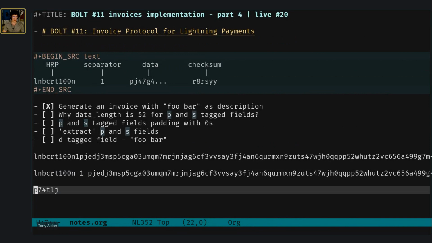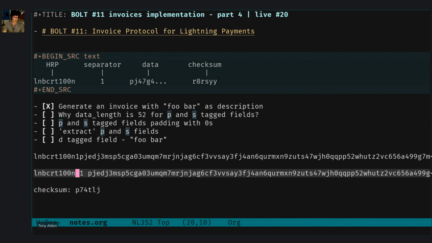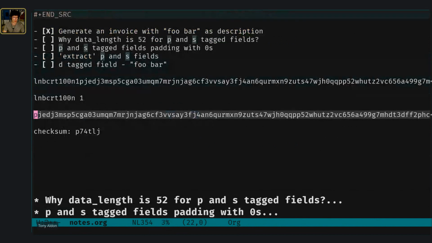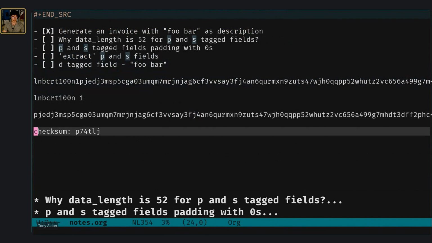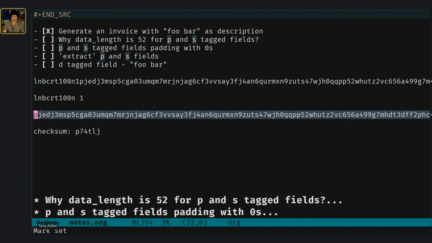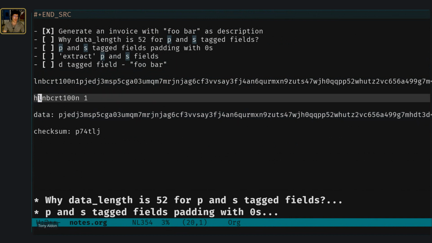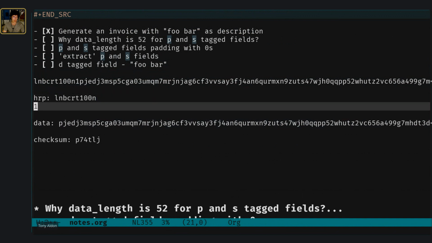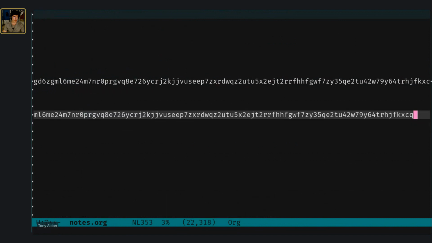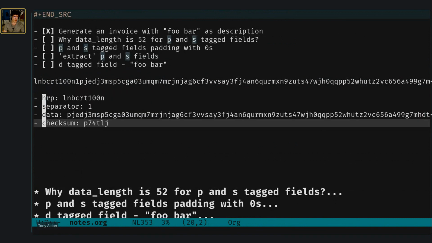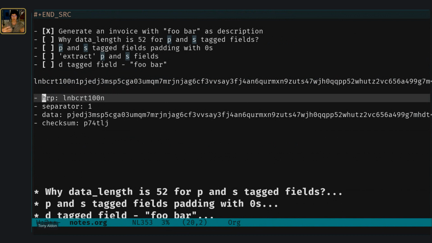So that checksum, we can put it here. I hope this is clear: the checksum, and that part is the data part. Maybe we can write it like this: data, HRP, and separator, so that we see where we are. So we've just cut the Bolt 11 invoice.